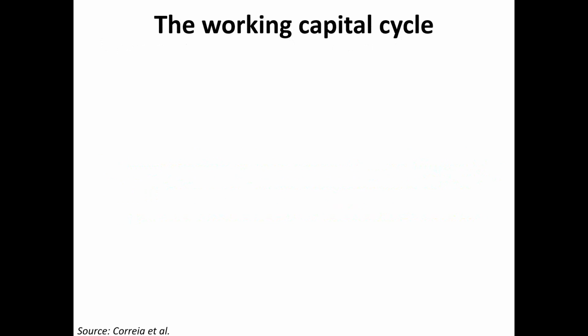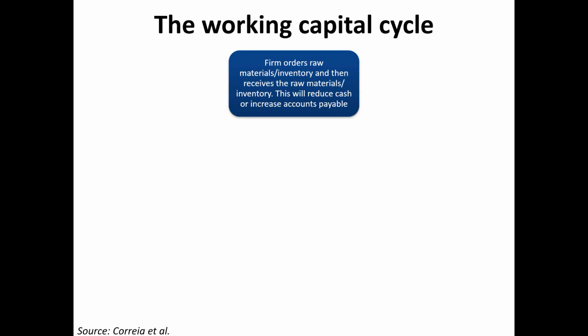To look at the working capital cycle, it is really a process that the company needs to go through in order to move its inventory from raw materials to the finished product, then make the sale and collect the cash. So looking at this in a diagram, we see that the first step is for the firm to order the raw materials of inventory, and then it receives the raw materials of inventory. This increases our inventory balance, but reduces our cash or increases our accounts payable.